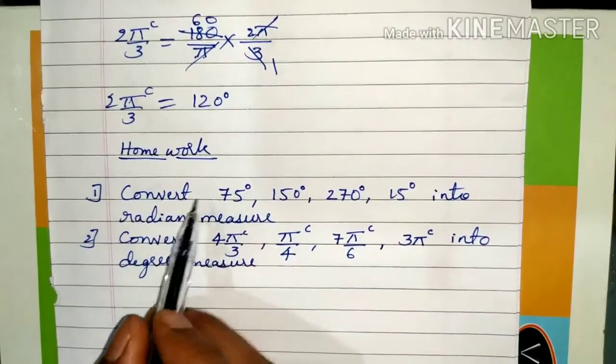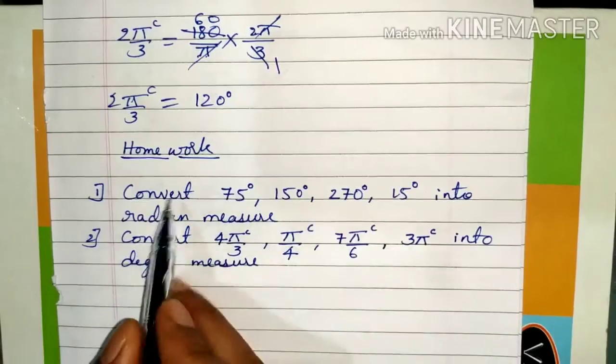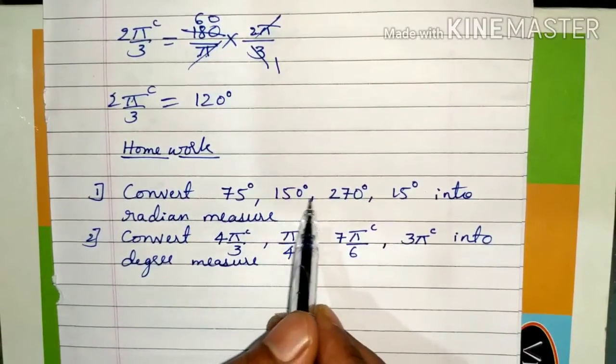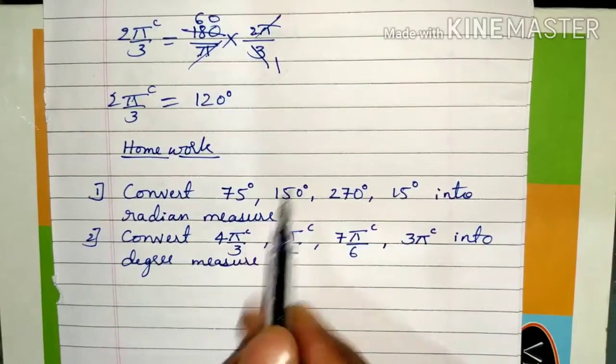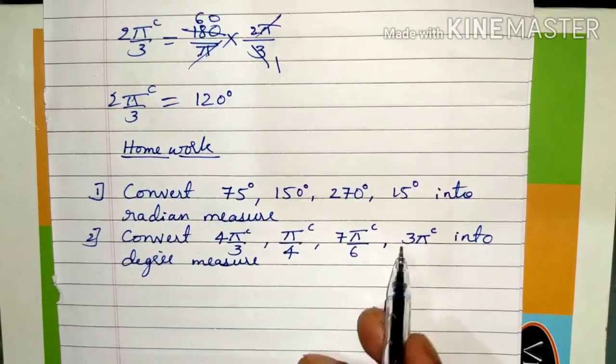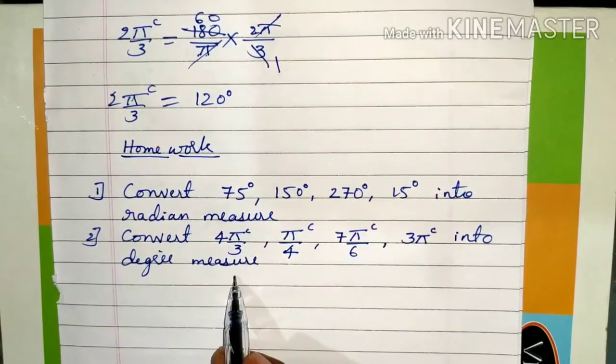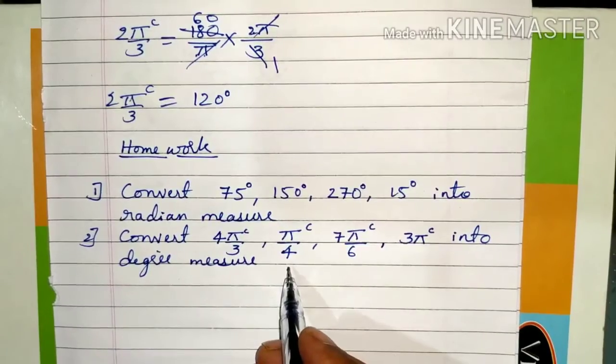Using these two formulas you can find these values: convert 75 degrees and 150 degrees into radian measure, and try to convert these radian measures into degree measures. Try yourself and you can send me the answer.